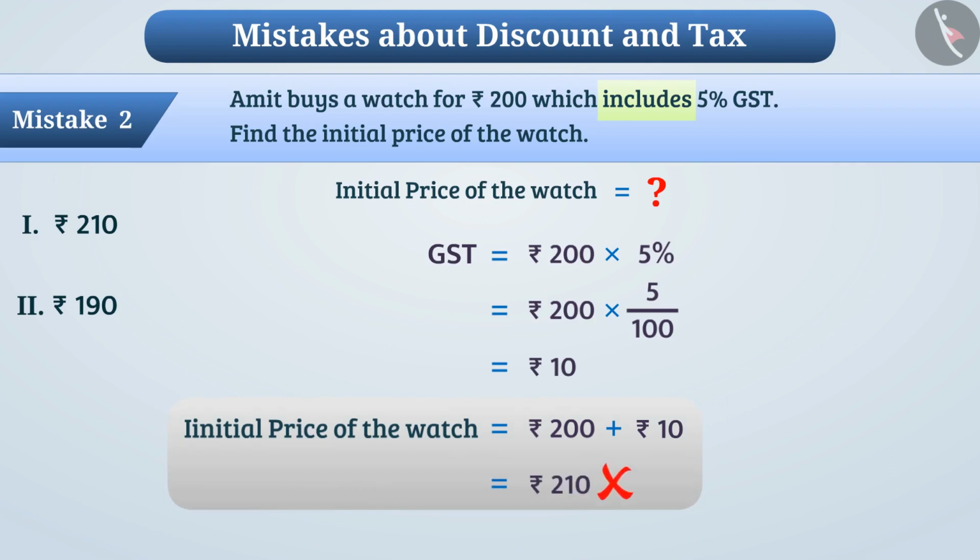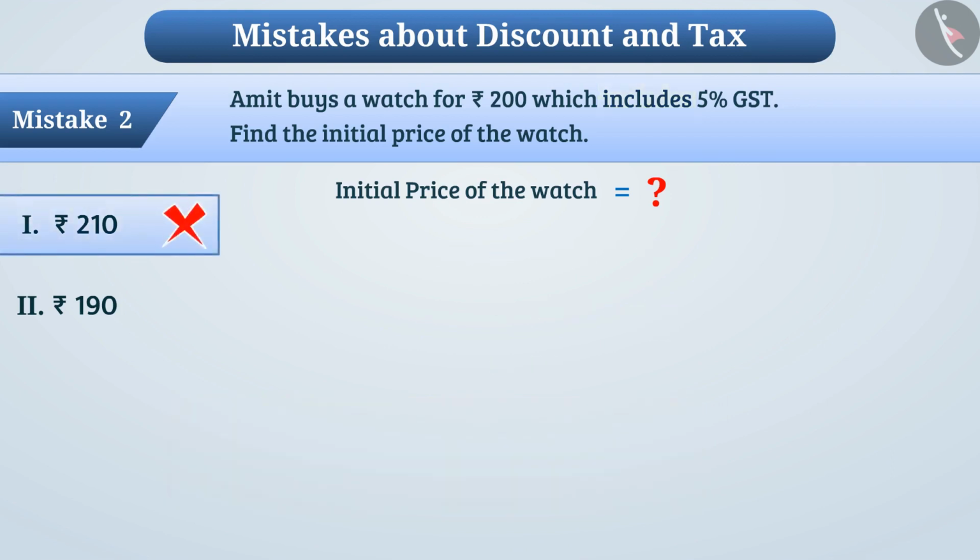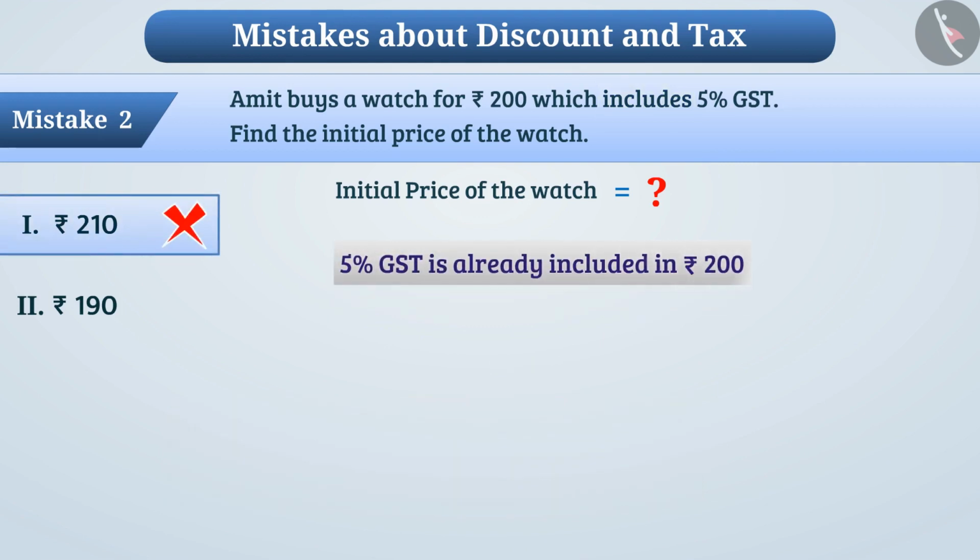But this is a wrong answer. That is, option 1 is the wrong answer. Here 5% GST is already included in Rs 200. So to find the initial price of the watch, we have to subtract GST from Rs 200.